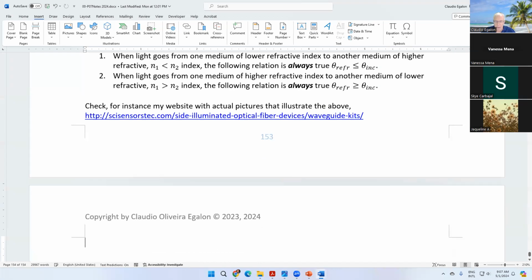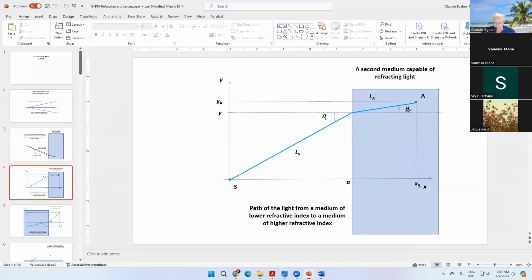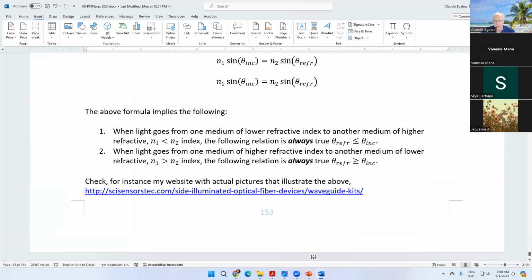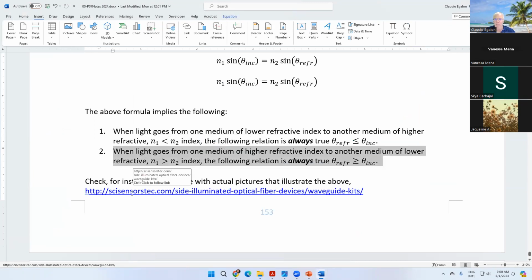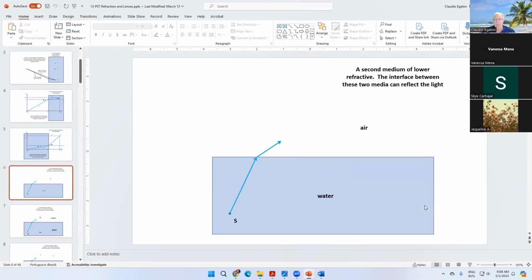You can look at there, and that's where we get to the point where we can start talking about another important effect. Here's the case of angle of incidence at the medium of higher refractive index, and light escaping towards the medium of lower refractive index. This type of effect that you see here, going from a medium of higher refractive index to a medium of lower refractive index, has a very important consequence. I'm going to show it right in here.